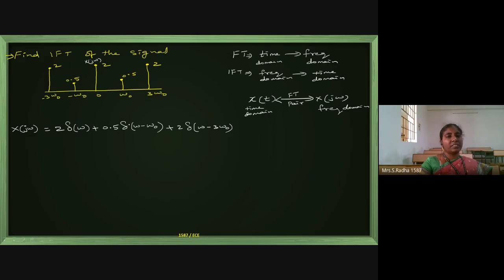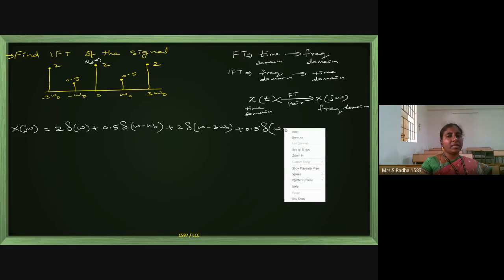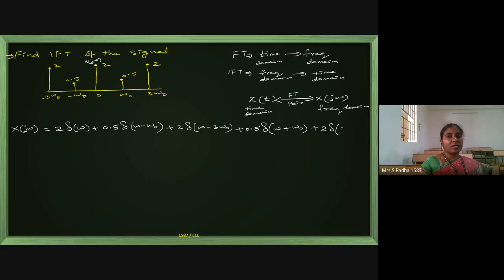Now I am going to the left side. Again 0.5 is present and it is advanced. Shifting left means advance. So it is minus of minus omega naught, which will be plus omega naught. Again the height is 2 units at 3 omega naught left shift. So omega plus 3 omega naught. This is equation 1, the equation for the given diagram.